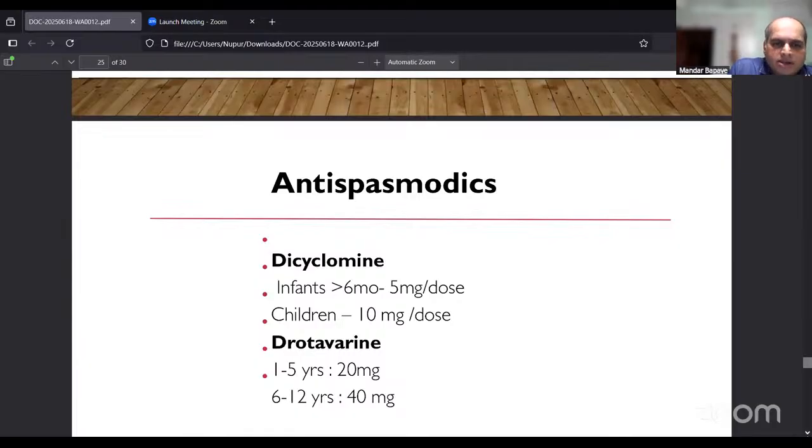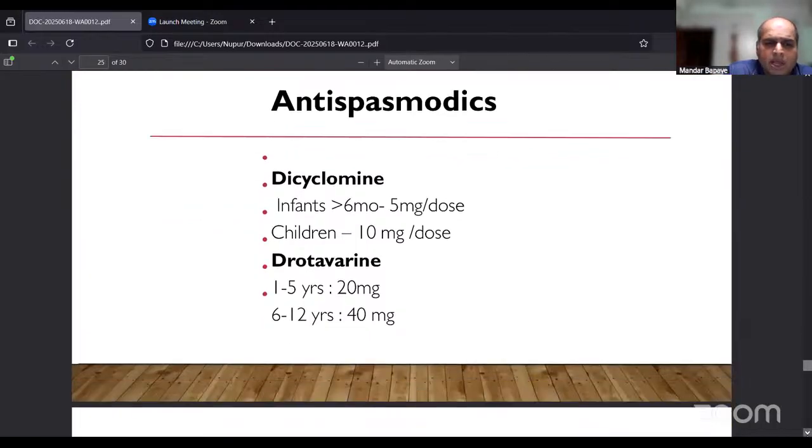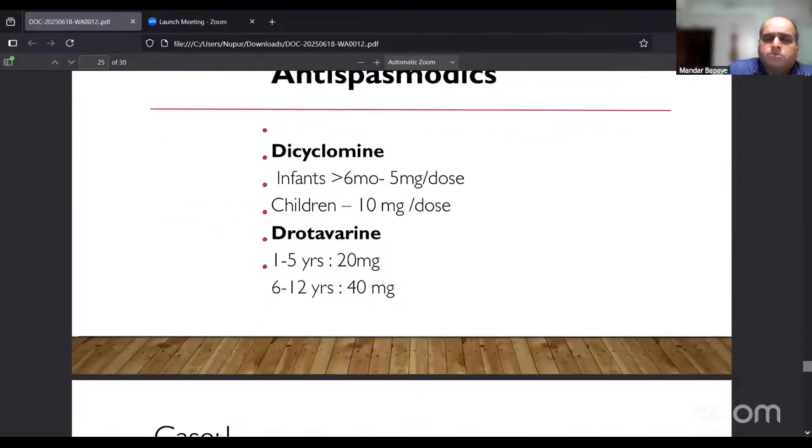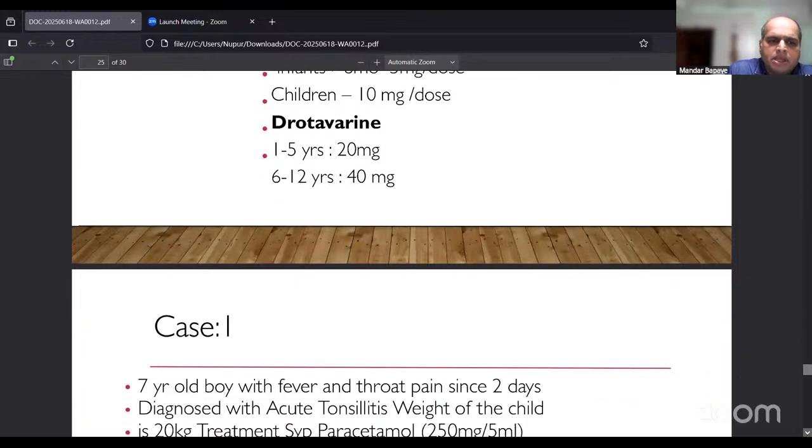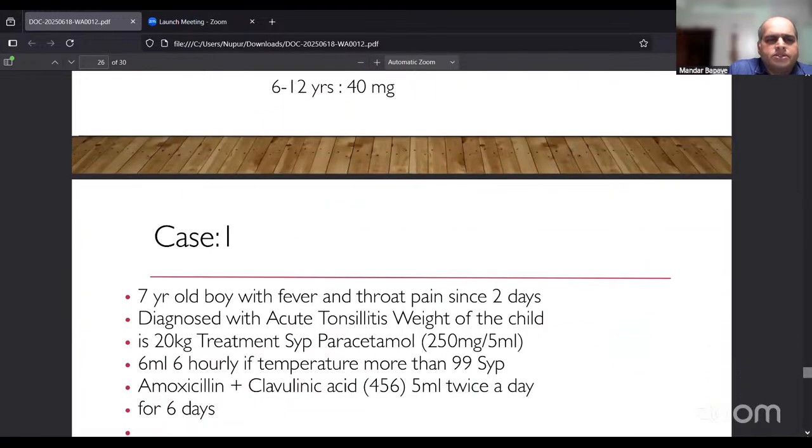The drotaverine, which is also an antispasmodic, could be given in a dose of 20 milligram to 1 to 5 years and 40 milligram between 6 and 12 years. As antispasmodic, what we give is dill oil and other carminatives, which are very, very safe to be given. So shortly, we see a few cases and we wind up.